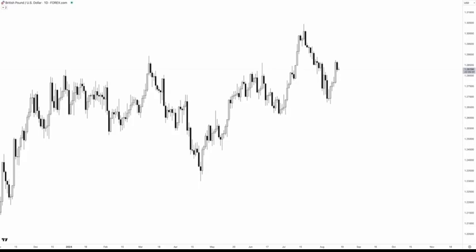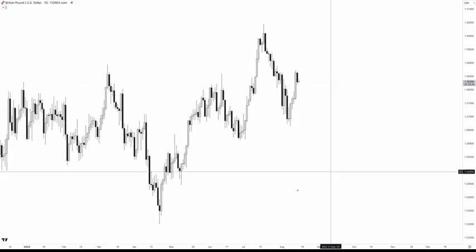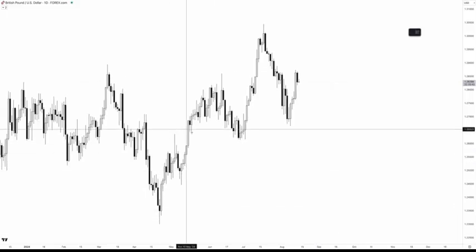For trades on GU, I'll be going over the trades that are available. I will also be going over the trade I took. So GU on the daily time frame, starting off from the daily, you can see this low was taken out.